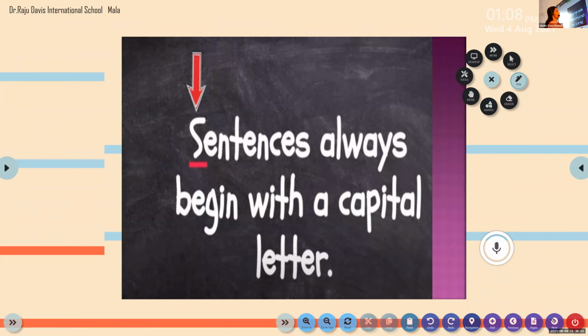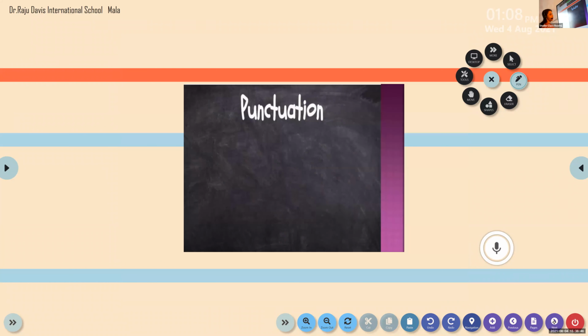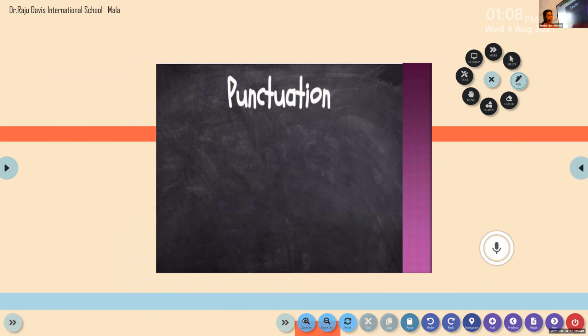And the second thing is that, my dear children, use finger space between each word. And the final thing we need to remember is all about the punctuation. We have already learned about the punctuation mark, full stop. So always use a full stop at the end of the sentence to show that the sentence is over. This dot is called a full stop. Okay. Now let's move on.